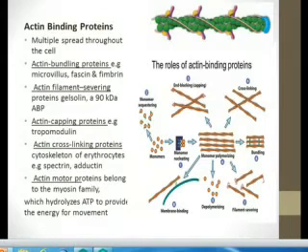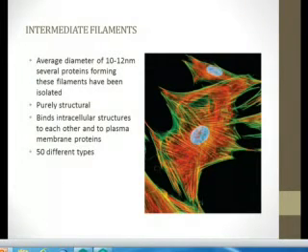Another actin binding protein, which has been mentioned before, is the motor protein, that is the myosin protein. This belongs to the myosin family, and multiple myosin proteins are present within the cells. They are the motor ones. They have the capability of hydrolyzing ATP to provide the energy for movements. So all of these are actin binding proteins.